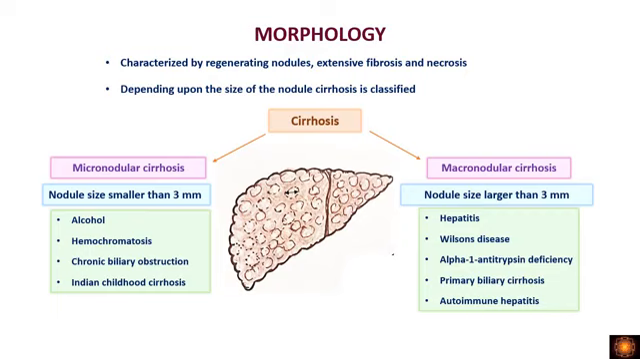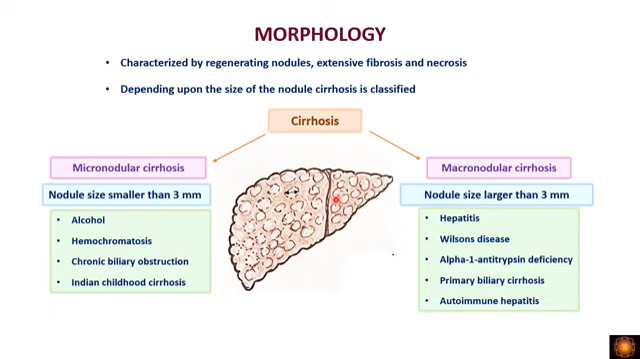Now, as I told you, in the cirrhotic liver we have nodules. Depending upon the size of the nodule, cirrhosis is classified as micronodular cirrhosis or macronodular cirrhosis. The cutoff point for this is 3 mm. If the nodule size is less than 3 mm, we call it micronodular cirrhosis. Similarly, if it is larger than 3 mm, we call it macronodular cirrhosis. We also have a condition in between, a mixed type, where we have both micronodules and macronodules.